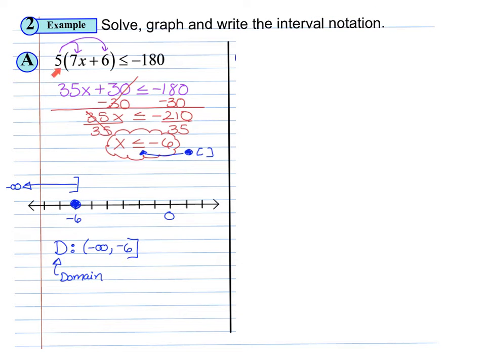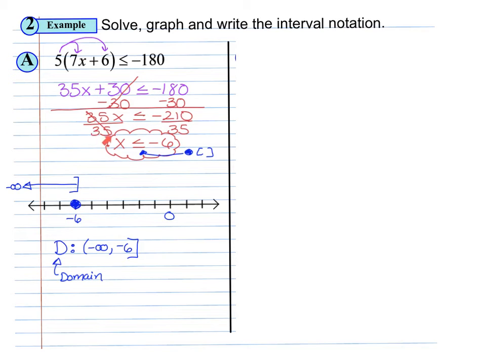For this problem, we're going to distribute. So we're going to multiply 5 times 7x, which is 35x. 5 times 6 is 30, less than or equal to 180. We're going to move this constant to the right side by adding its opposite. So we subtracted 30 from both sides. This became 0. We brought down our 35x, less than or equal to negative 210.